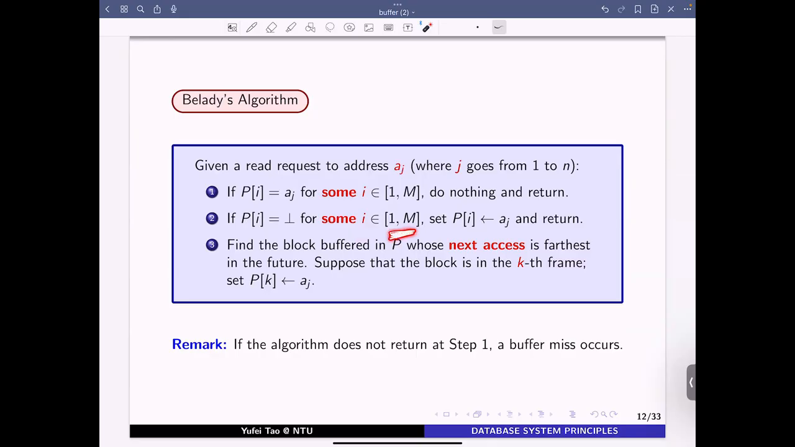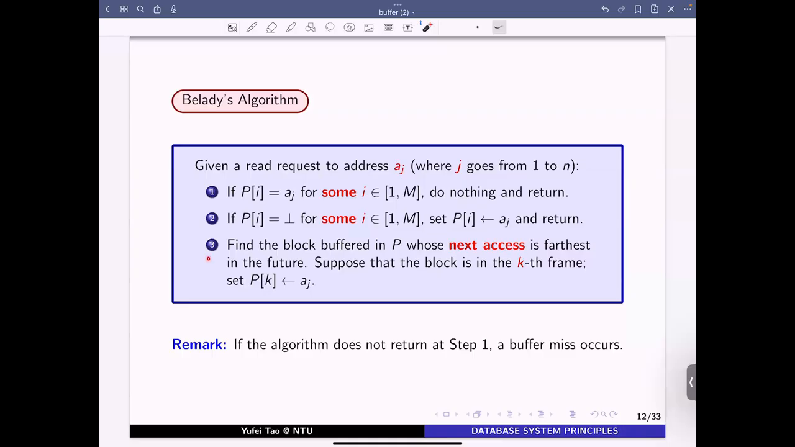in your pool, if this frame is currently empty, then all good. So you can say, okay, I use this frame to store this block. I suffer from one buffer miss, and then I have satisfied the constraint and I'm done.